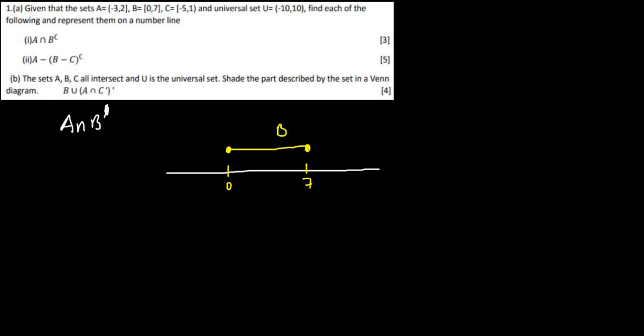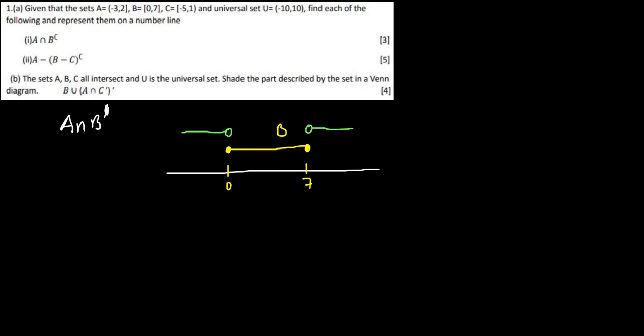Now we're interested in B complement. What is outside B? I'm going to start from 0. I'm not going to shade because 0 is part of the set B. I'll be going in this direction. And then I'm going to shade also here at 7 and go in this direction, right?